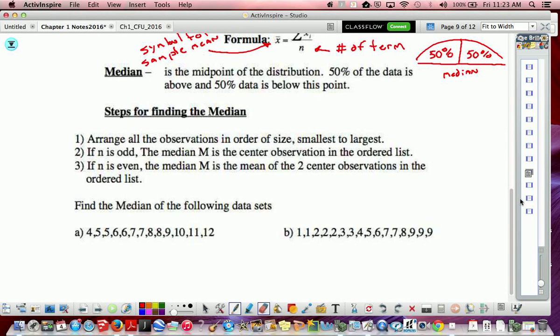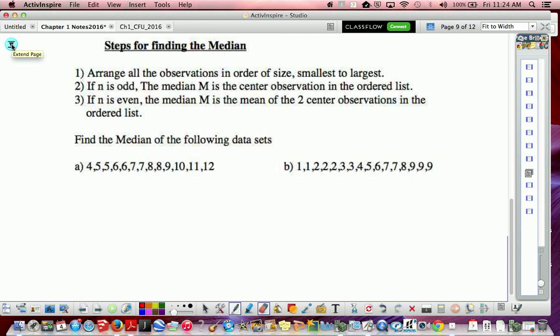So, how the steps go is this. Arrange all your observations in order. So if they're not in order, put them in order. If n is odd, the median is simply the center observation of the ordered list. If it's even, the median is the average of the two center observations. So I've given you two data sets here where you have an odd number and an even number of data points.